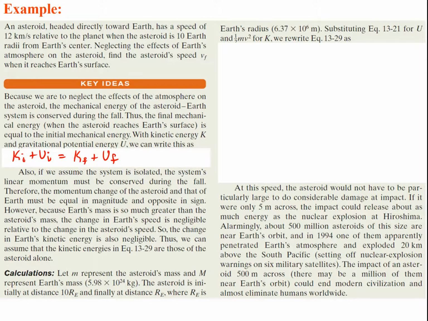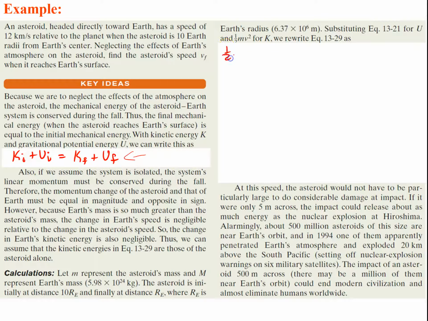All right, so we can let m represent the asteroid's mass and big M represent the Earth's mass. The asteroid is going to be initially at a distance of 10 times the Earth's radius, and then finally at a distance of 1 times the Earth's radius, where the Earth's radius is given. So we know that the potential energy and the kinetic energy, we can rewrite this all. Basically, we're just plugging in for our first equation here.